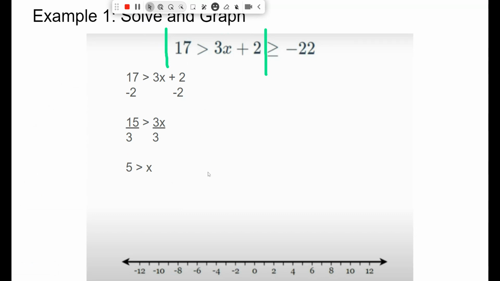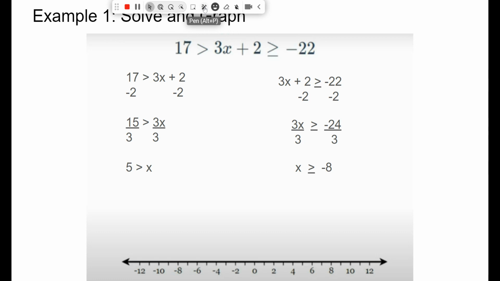Okay. Now, the second thing we need to do, split the next inequality here. So we're going to have 3x plus 2 is greater than or equal to -22. Same thing, we start by subtracting 2 from both sides, leaving us with 3x is greater than or equal to -24. Dividing both by 3, we should get x is greater than or equal to -8.